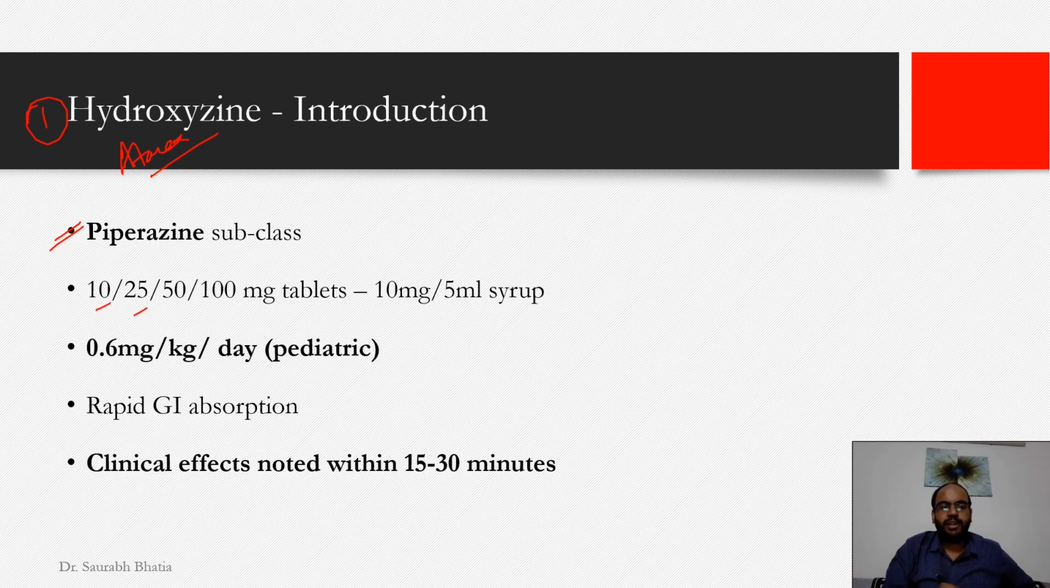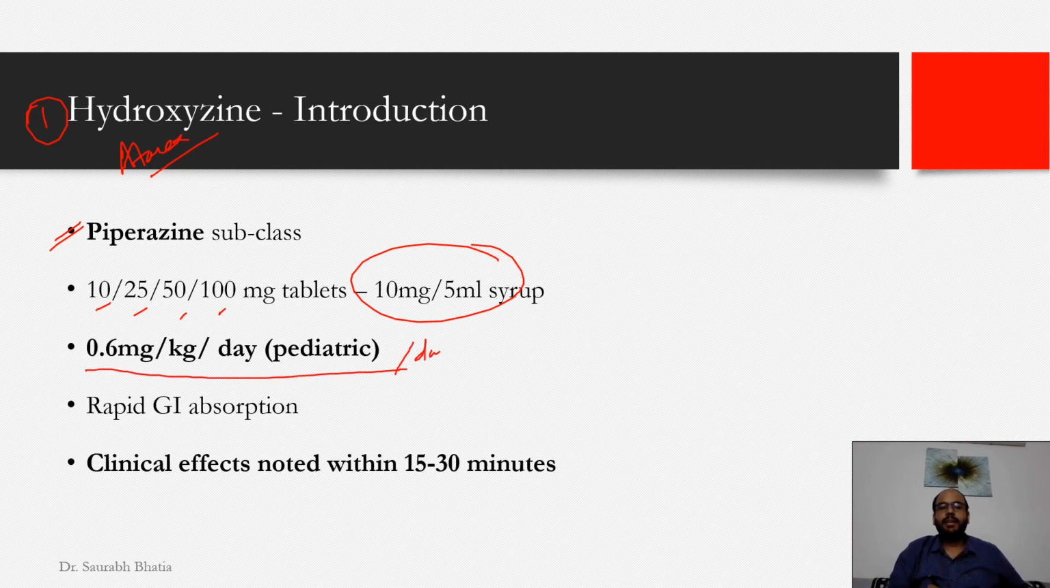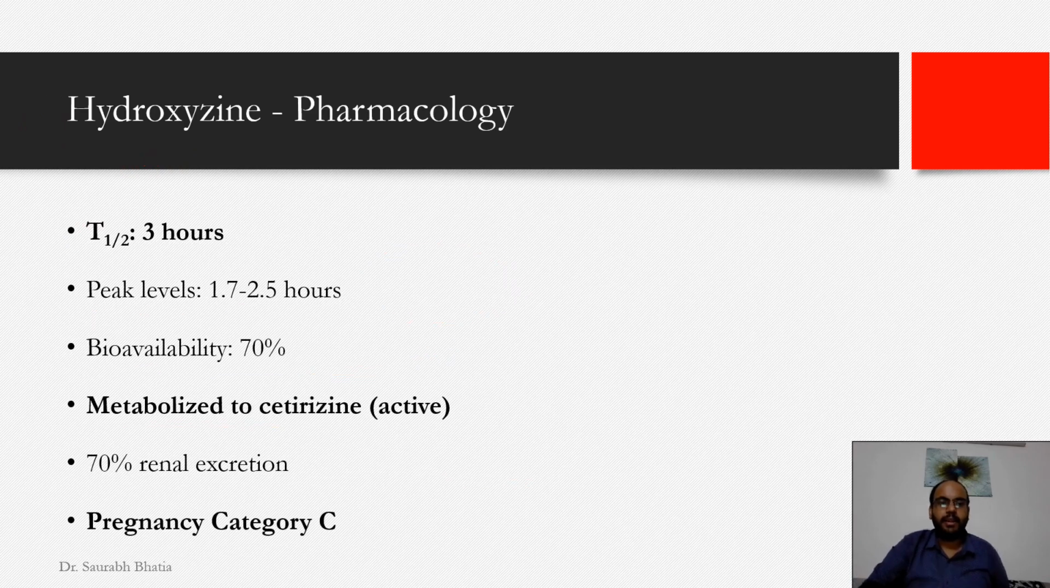The doses are 10, 25, 50, 100 milligram tablet or a 10 milligram per 5 ml syrup. The pediatric dose is roughly about 0.6 mg per kg per day. So we should not exceed that, especially in newborn or premature infants. It has rapid gastrointestinal absorption and clinical effects are noted very fast, within the first 15 to 30 minutes with hydroxyzine.